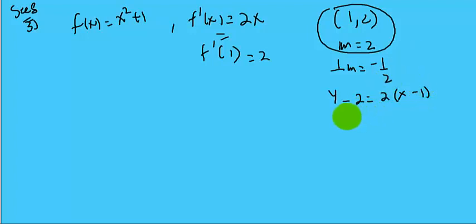Alright. So, this is y minus 2 equals 2x minus 2. So y equals 2x. I did that because I'm going to graph it. It's just easier for me to graph it this way.